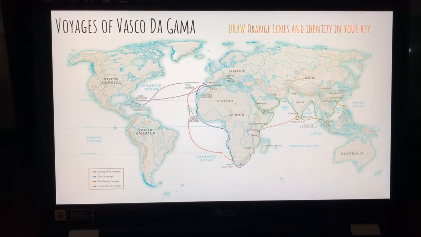The next one is we're going to do some orange lines and identify the voyages of Vasco da Gama. And we see Vasco da Gama takes the same route as the other guys. He goes all the way around Africa and makes it to Calcutta.